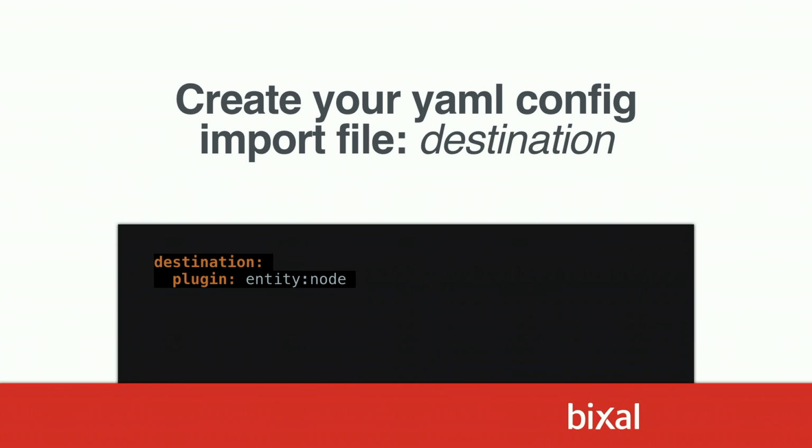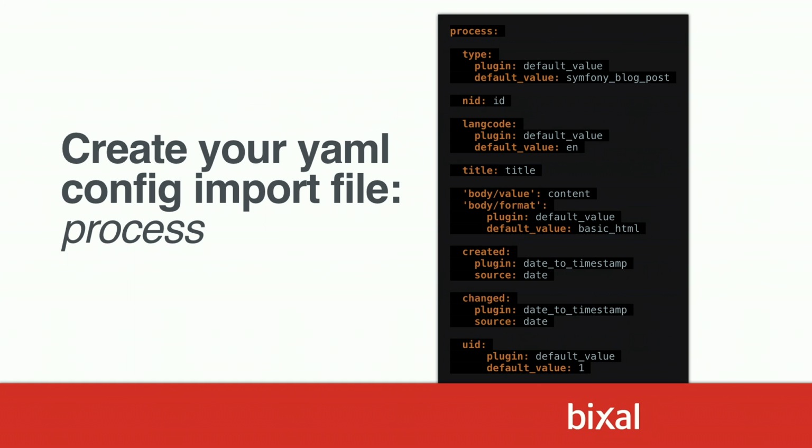The destination part is very simple. In this case, it's only a node. We're only going to be migrating to nodes, and nodes are entities. You also can do taxonomy terms here, you can do even blocks. Pretty much everything that is an entity, you can migrate to using the Migrate API.